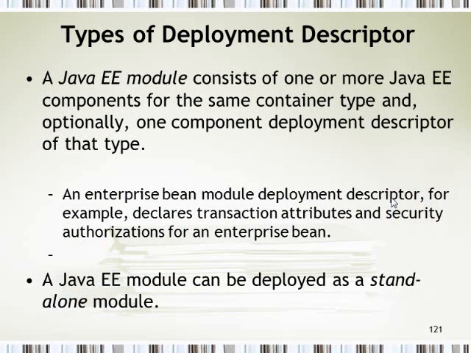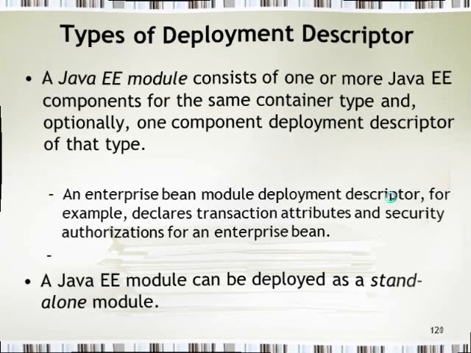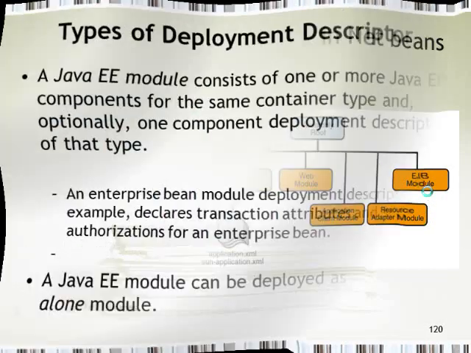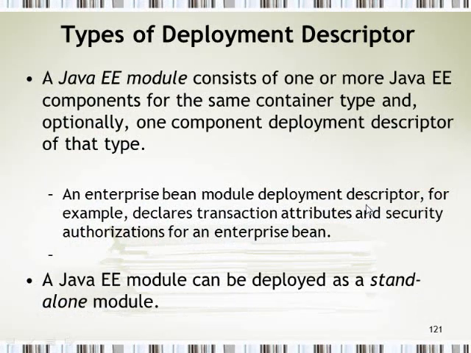There are one or more Java components in this module, and you may optionally have the other deployment descriptor. Okay, for example, you can take the enterprise bean module, that is this module. If you take this EJB module, then we have the deployment descriptor for that, which declares the attributes that have to be used with it.